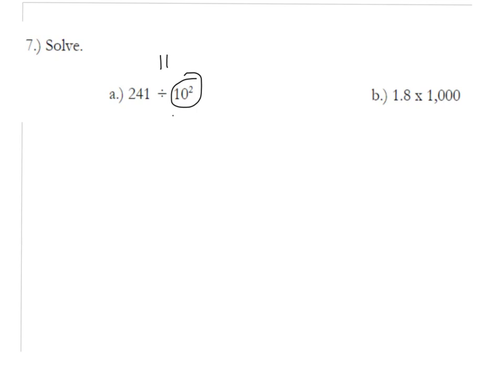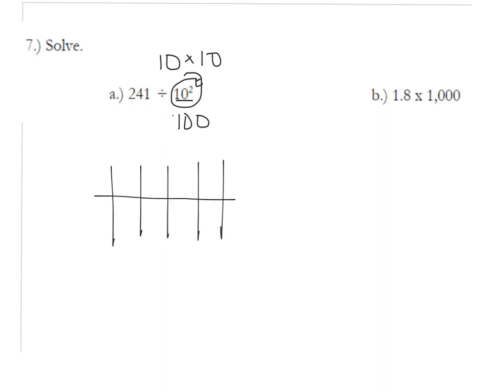Well, remember, the base number, we're going to multiply it by itself 2 times. So that means it's 10 times 10. So in other words, it means by 100. So we're going to take 241. Let's draw our place value chart if you need it. 241. And we're going to divide it.